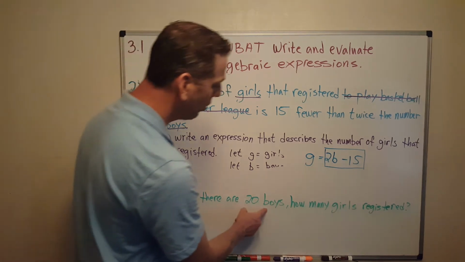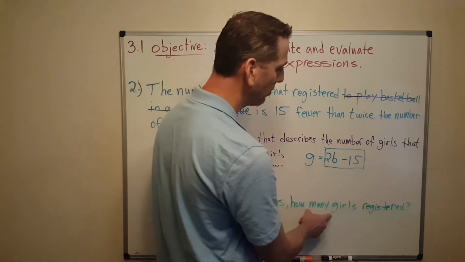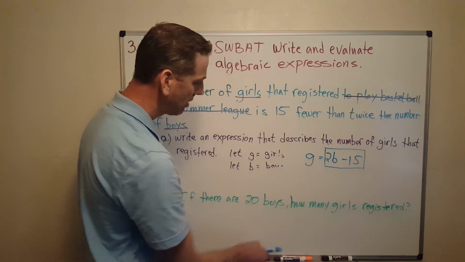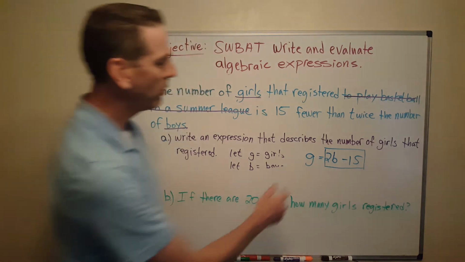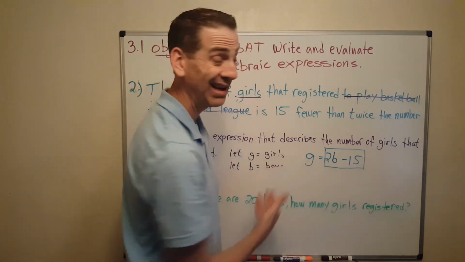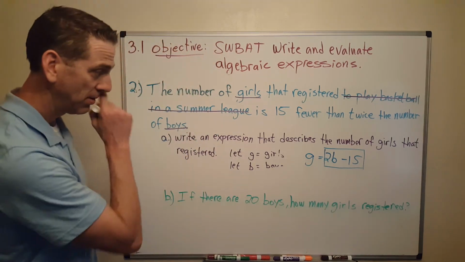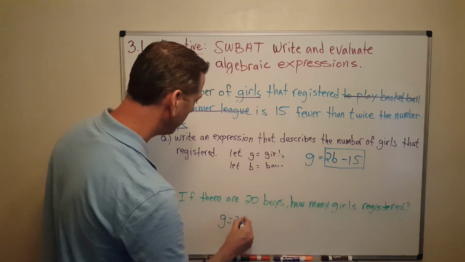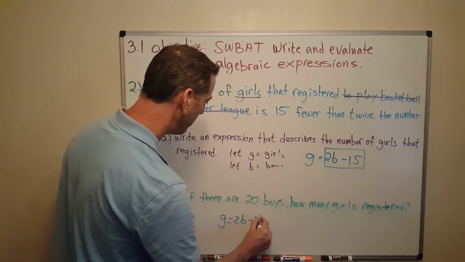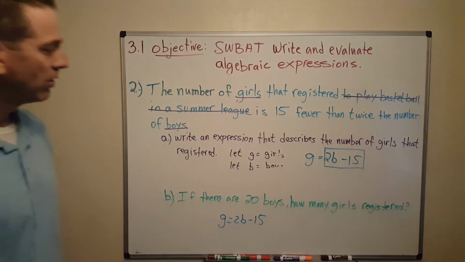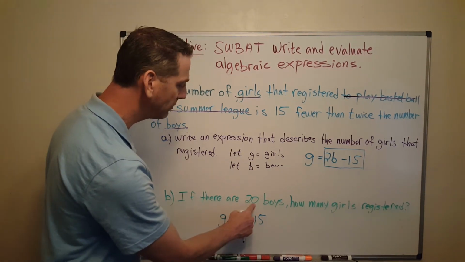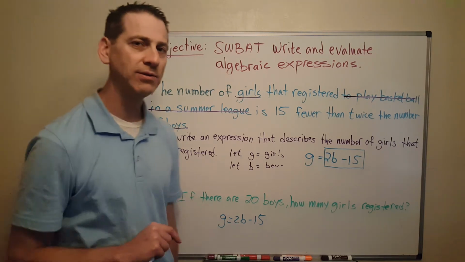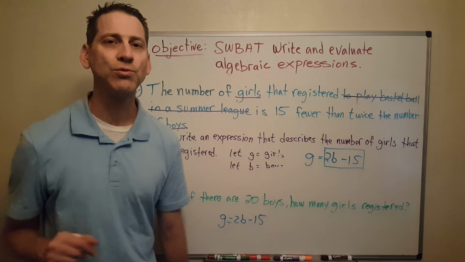If there are 20 boys, how many girls registered? All right, well, we have our expression here, or actually we have our equation, right? G equals 2b minus 15. Well, if there are 20 boys, where would I put that 20? See if you can figure it out. Pause the video and see if you can find out how many girls registered.